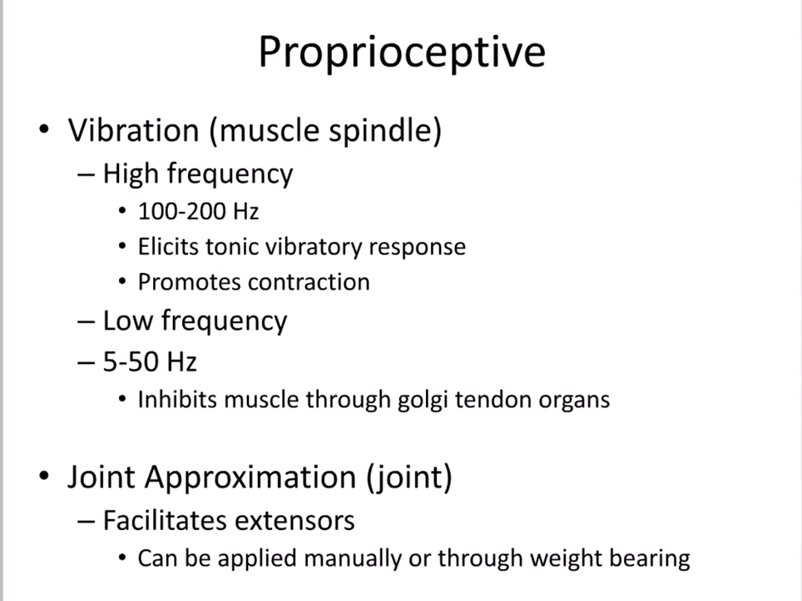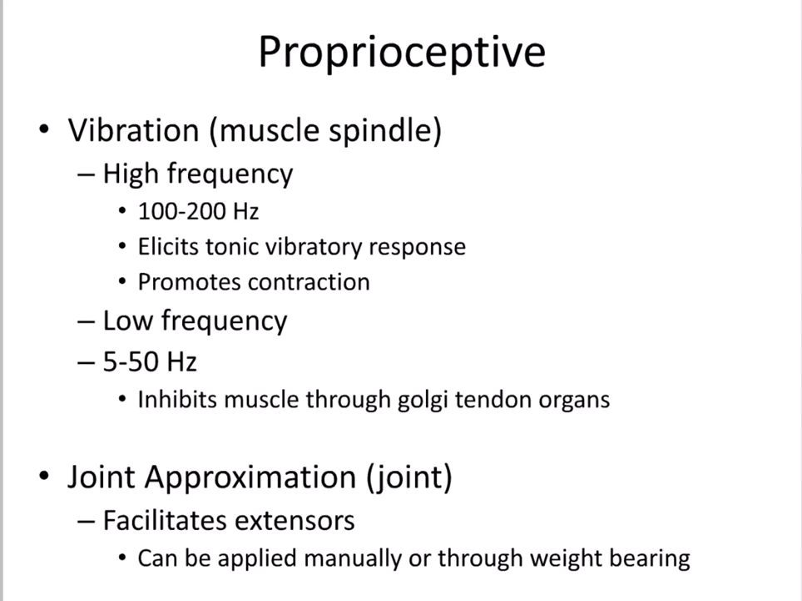High frequency vibration, defined as 1 to 200 hertz, is going to elicit a tonic vibratory response and promote contraction of the muscle. Low frequency, defined as 5 to 50 hertz, is going to inhibit the muscle through GTO.